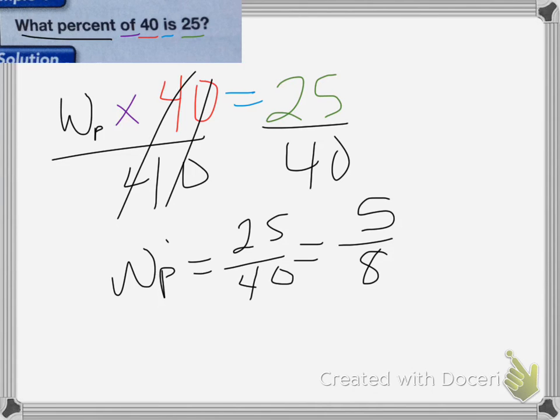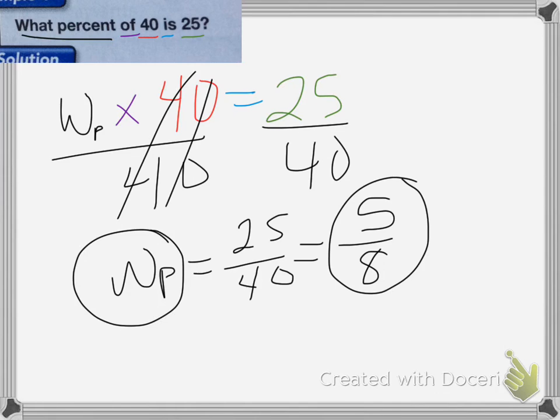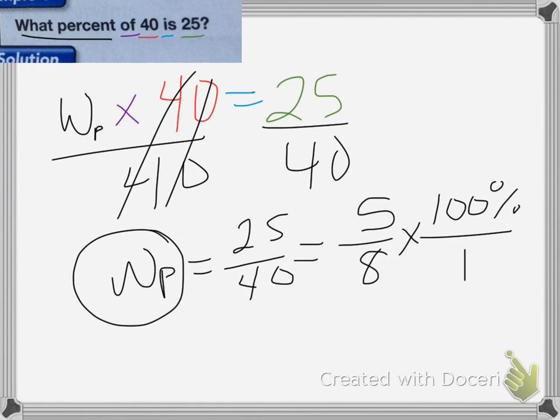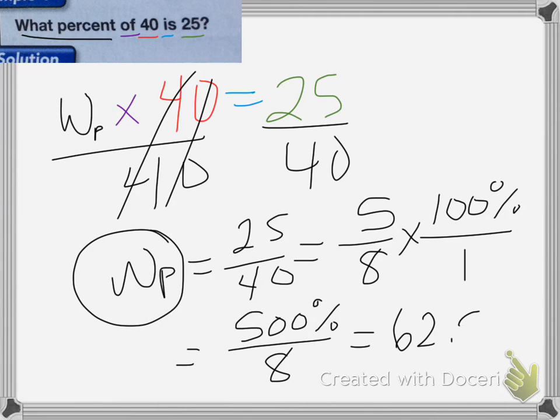Now, it wants to know what percent. So I need to change 5/8 into a percent because it doesn't want to know what fraction, it wants to know what percent. You do that by multiplying it by 100%. So you end up with 500% over 8. And when you divide that, you end up with 62.5%. You could also say it's 62 and a half percent. Both of those would be correct.